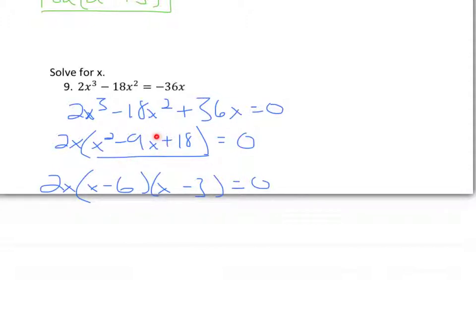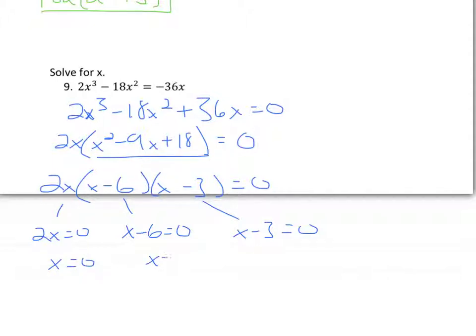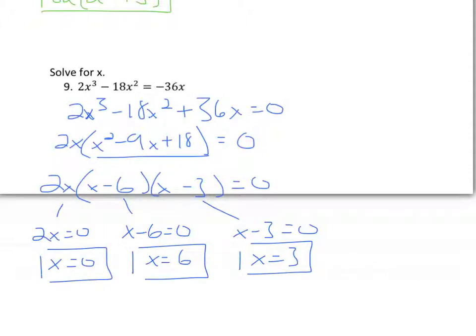Now remember, once you get to this point, and we do have an equation, the difference is I don't say factor here, I say solve for x. So since I'm actually solving for x, either one of these three things has to be equal to 0. So either 2x equals 0, or x minus 6 equals 0, or x minus 3 equals 0. So the possible answers for x, there are three of them here, are x equals 0, x equals 6, or x equals 3. All three answers are necessary. And that sums up the chapter.